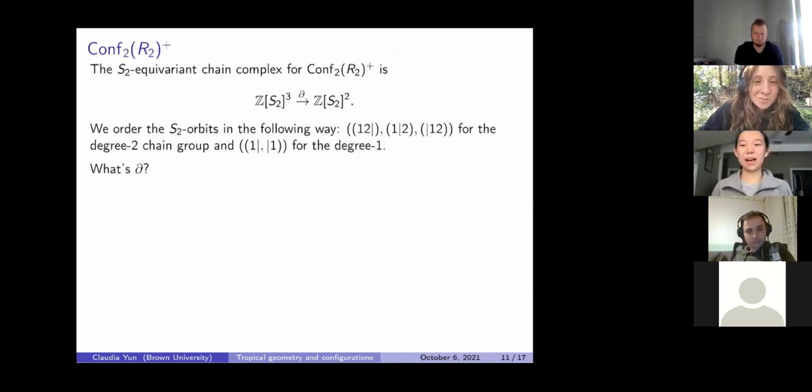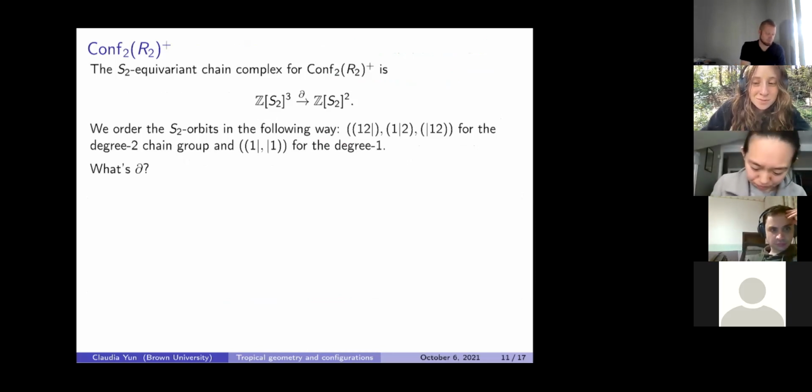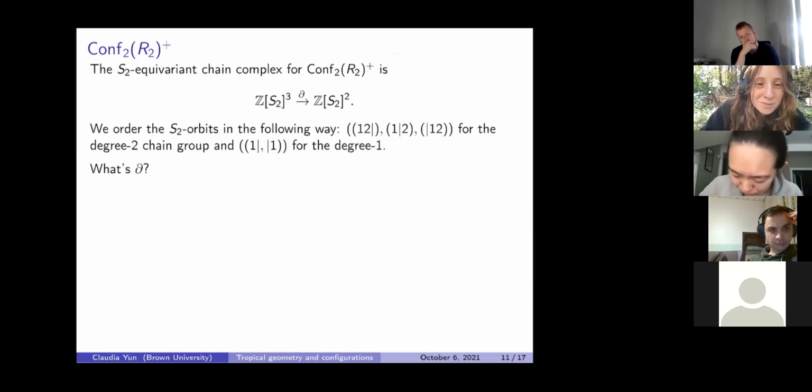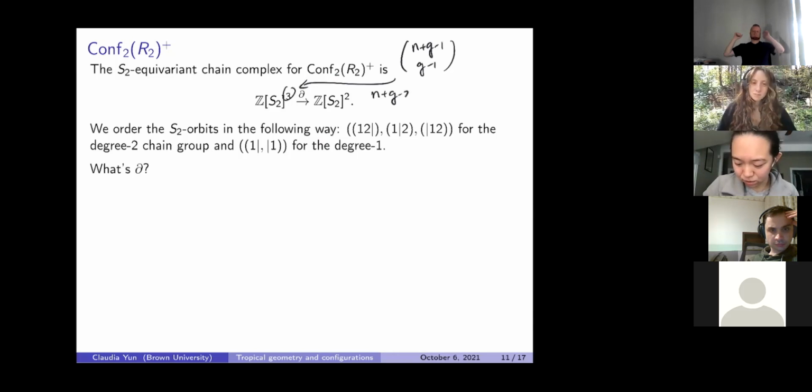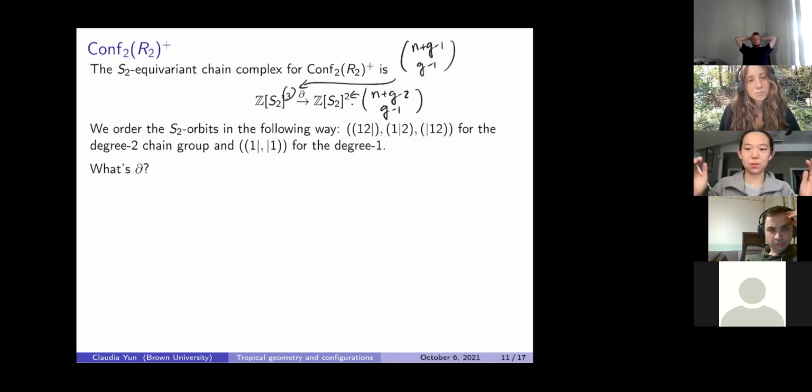So now let's just apply what we just learned and look at conf2 R2 plus. Let's see, so we have n plus g minus 1 choose g minus 1 for the first number here. And when n and g are both 2, this is equal to 3. And similarly, n plus g minus 2 choose g minus 1, that's 2 choose 1, which is going to be 2. And so our chain complex is just going to be Z S2 to the 3 copies and to Z S2 squared.